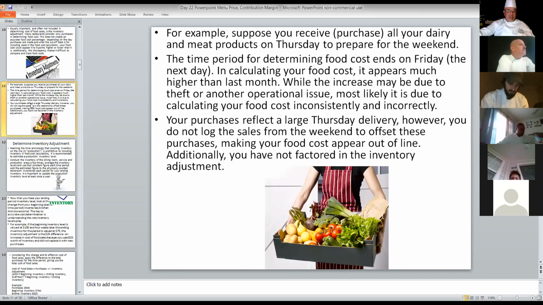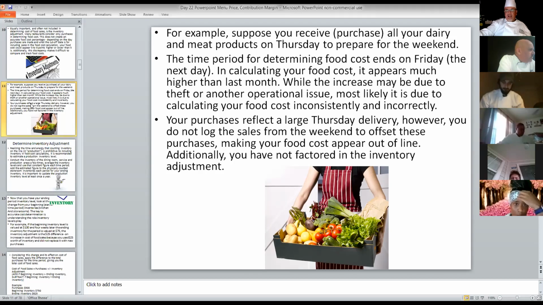For example, suppose you purchase all your dairy and meat products on Thursday to prepare for the weekend. Remember, we're talking about the salmon, enough to last you for Friday, Saturday, Sunday, and possibly Monday. Remember that? Okay. So the time period for determining the food cost ends on Friday, the next day. Calculating your food cost, it appears much higher than last month. While the increase may be due to theft or other operational issues, it is most likely due to calculating your food cost inconsistently. Your purchases reflect a large surge of deliveries, however, you do not log the sales for the weekend to offset these purchases, so your food costs appear out of line. Additionally, you have not factored in the inventory adjustment.